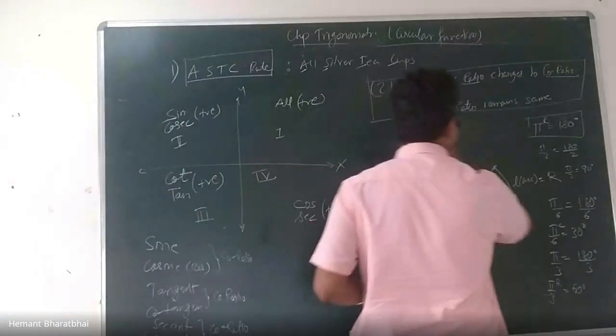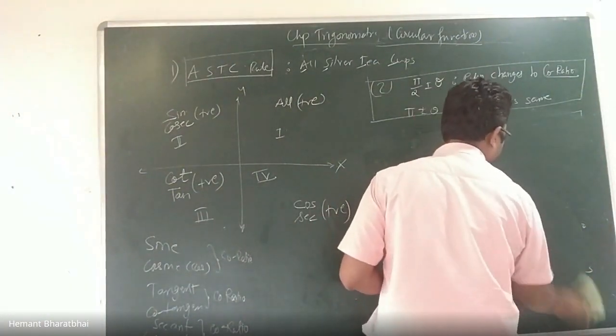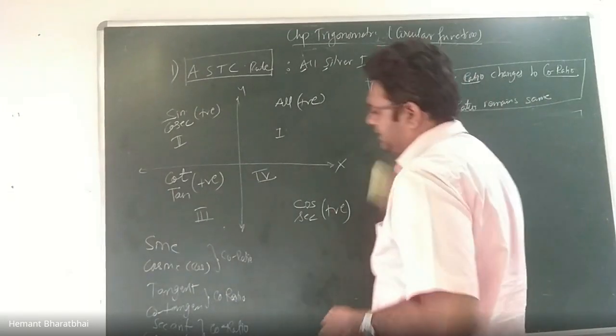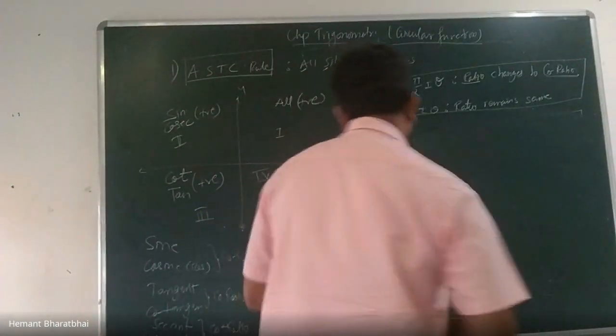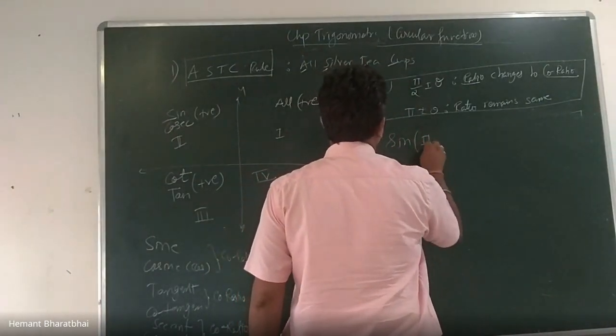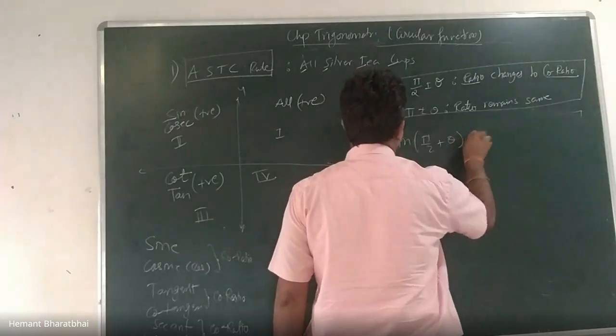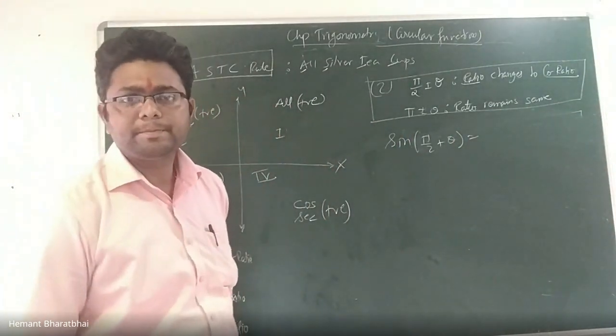So now let's see how to apply this rule so that we can find out any values. Suppose I want to find out what is the value of sine of pi by 2 plus theta.